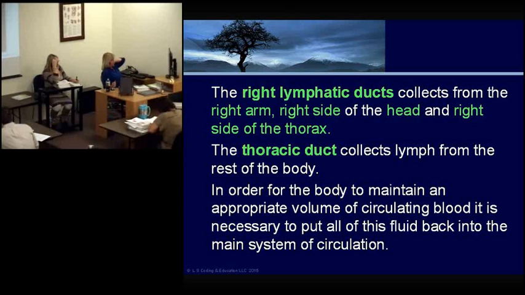In order for the body to maintain an appropriate volume of circulating blood, it is necessary to put all of this fluid back into the main system of circulation. Because what happens if we don't keep the fluid moving or it doesn't get where it needs to go? Your blood pressure drops. You may not end up with blood to your brain if you don't keep the system pressurized.